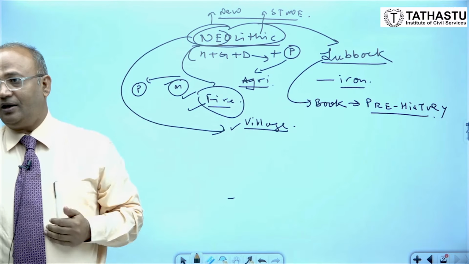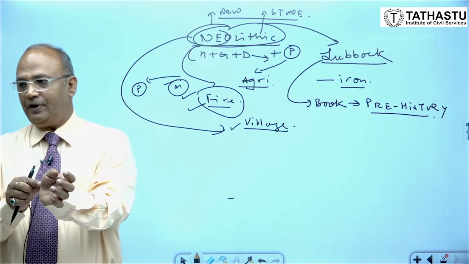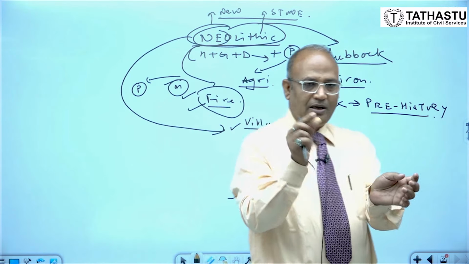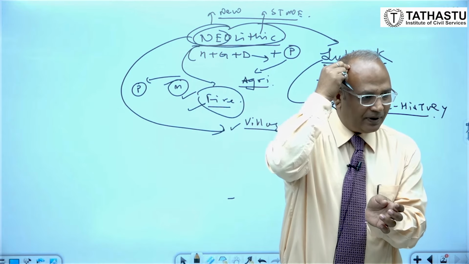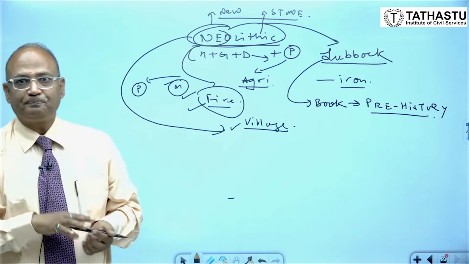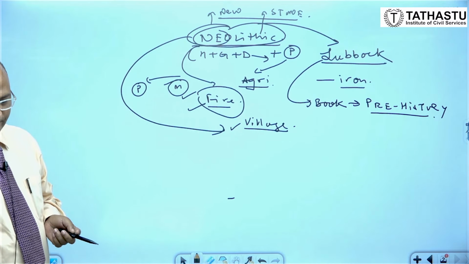What will be the next thing to come? Nobody knows. Might be a chip will be fit here. And Elon Musk's company is working on this, that they are going to install one chip in your brain. Okay, write down. Neo means new, lithic means stone.